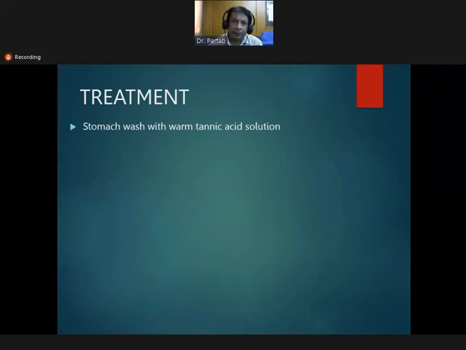The treatment: you can wash the stomach with a warm tannic solution. Warm tannic solution makes these glycosides inactive, and intoxication may not occur, or it is reduced very fast. For these very lethal drugs, you can wash the stomach in the ER department with the apparatus to wash the stomach very rapidly, to take the drug out of the stomach very fast to save the life of the patient. With the warm tannic acid solution, you can take out the unabsorbed drug from the stomach very rapidly.